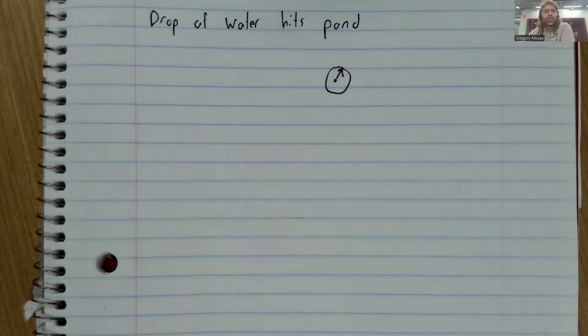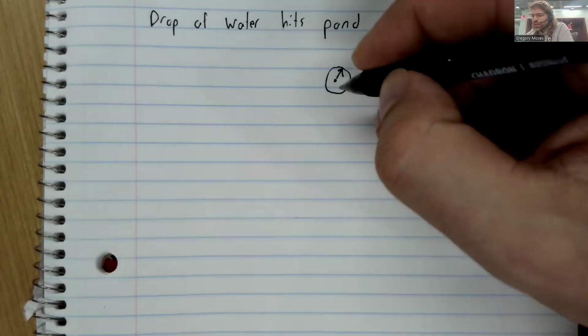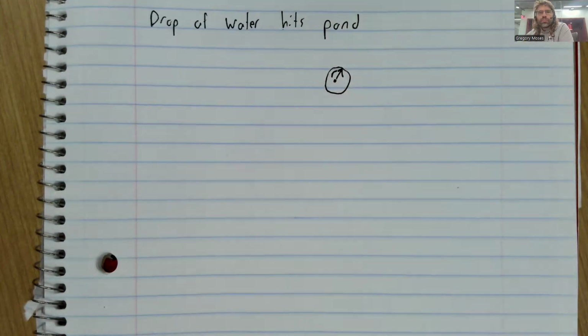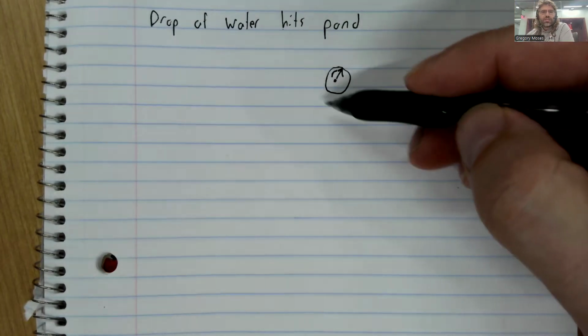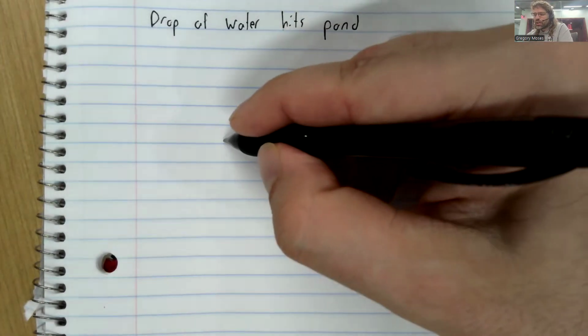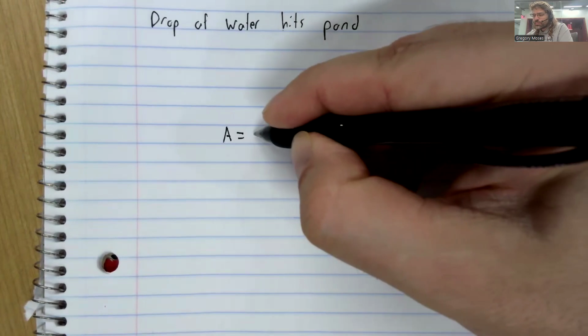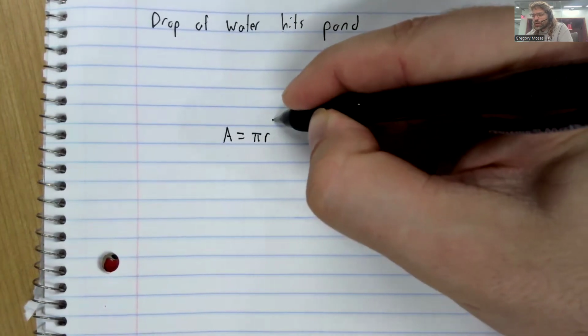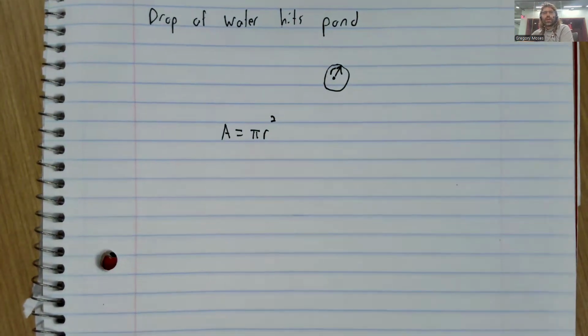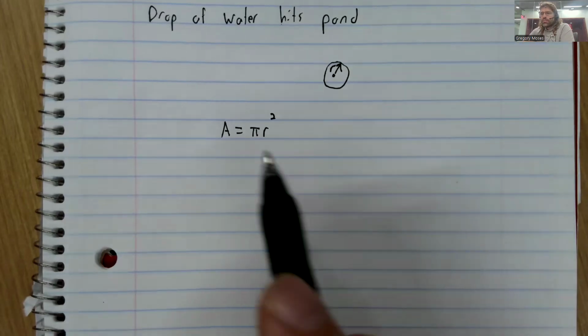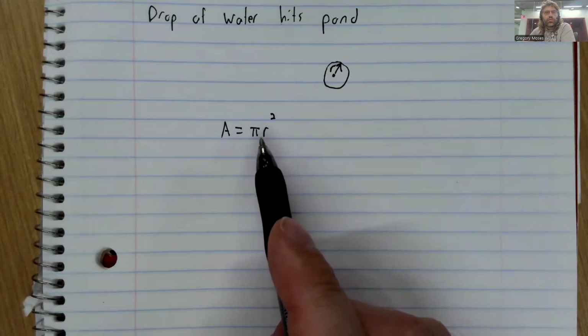In this situation, let me write down two functions or two equations. This ripple has a radius, and this circle has an area. So a perhaps familiar equation: A equals pi r squared. But the radius is not constant here. The radius is changing with time.